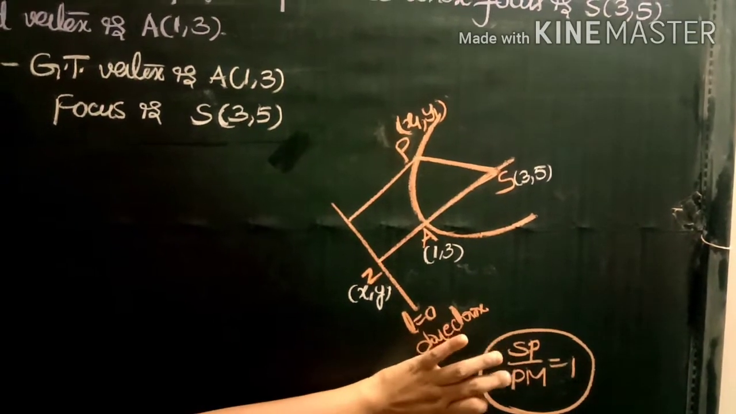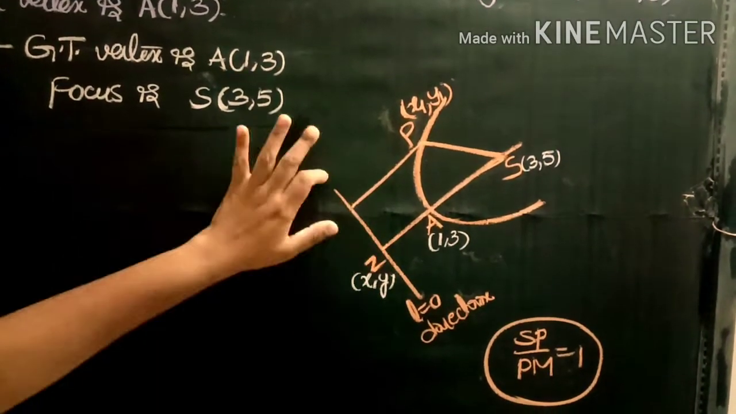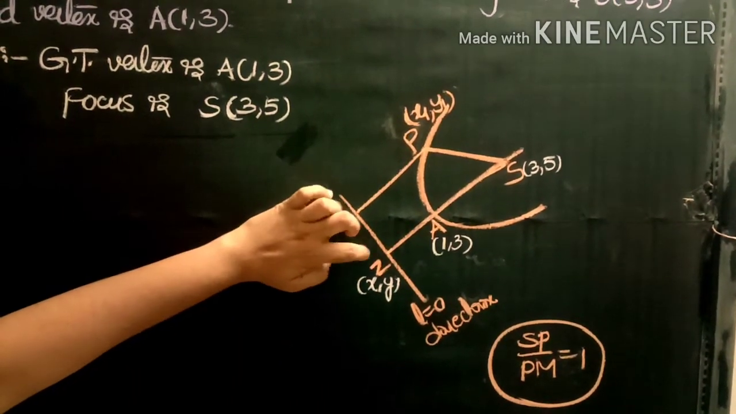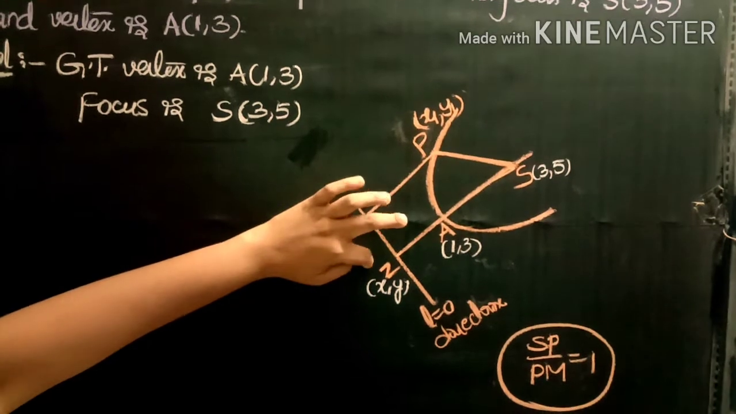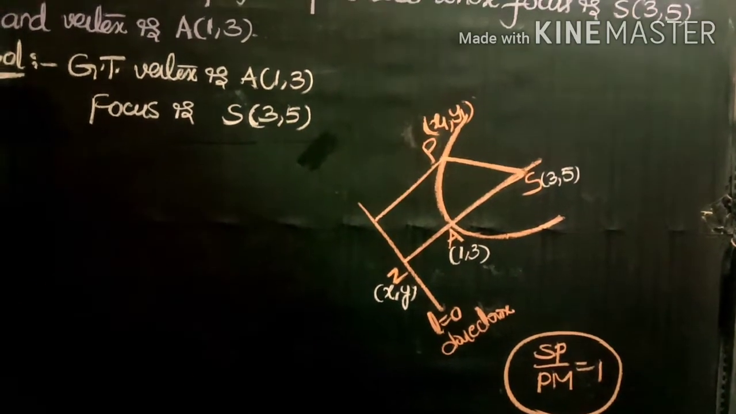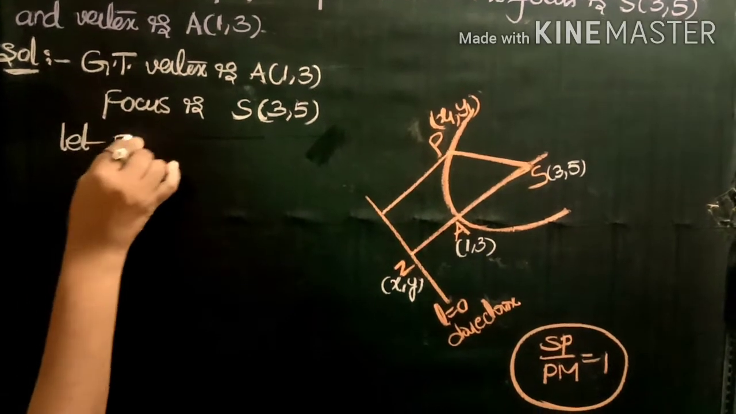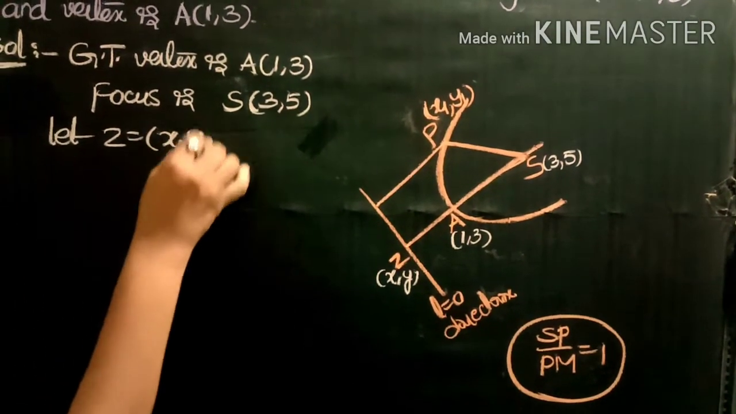Now to apply the definition of the parabola, first we want the equation of the directrix. So first we are finding the equation of the directrix. For that, first I am finding the point Z. To find the Z coordinates, we apply the condition that A is the midpoint of SZ. So let the coordinates of Z be (x, y).